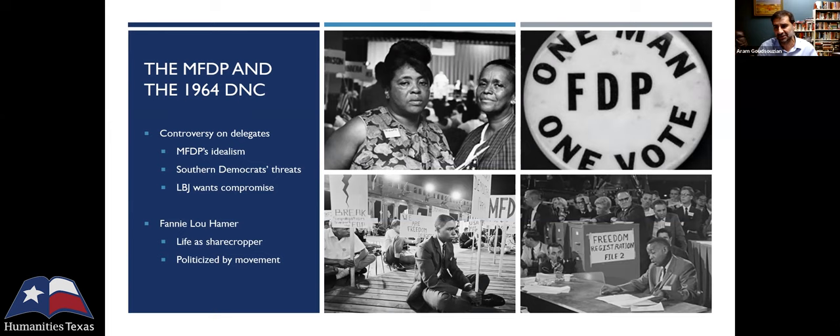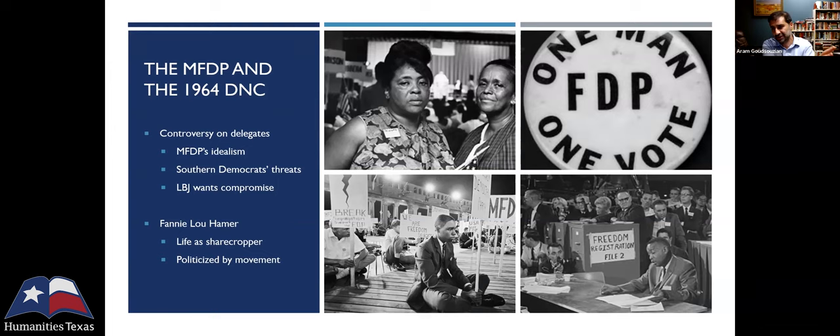But Johnson is worried about Southern Democrats. And this is at a time when the South was still dominated by the Democratic Party. That will shift very soon. And they all threaten that they're going to walk out if you seat the MFDP instead of the all-white Mississippi delegation. And so Johnson puts Hubert Humphrey, who wants that VP slot, in charge of managing this compromise. And Humphrey basically offers a compromise to the MFDP. He says, look, you can have two at-large seats, but the official delegation will be the all-white one.